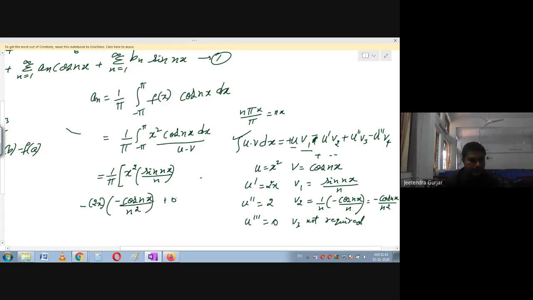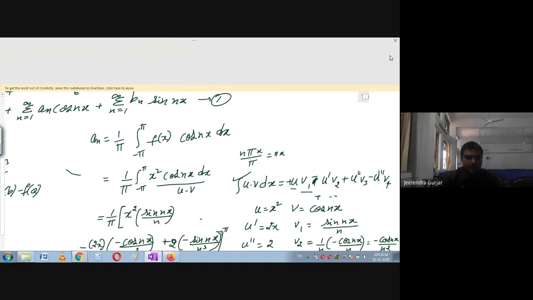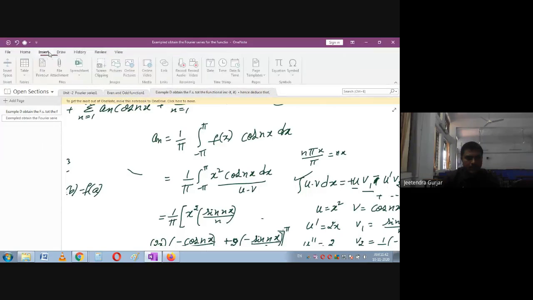Yes, plus now u double dash, you are going to get this as 2. Fine. And then you can see differentiation again. Once again, if you differentiate, you are going to get this as minus sin nx upon n cube. So it is from minus pi to pi. So here you can see I have not taken v3. So till v3 it is going to go definitely.